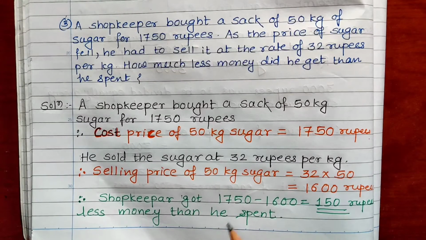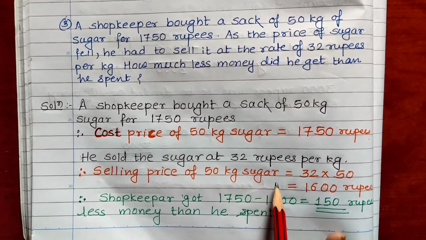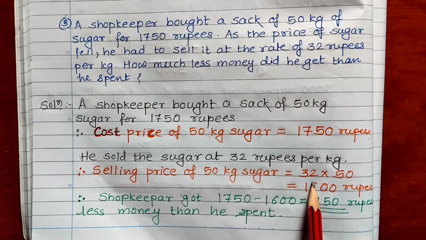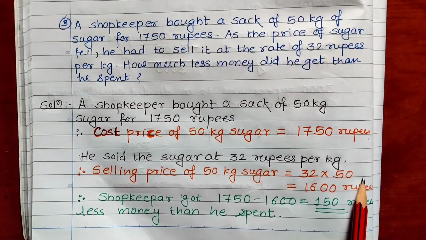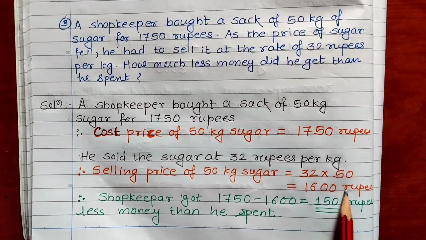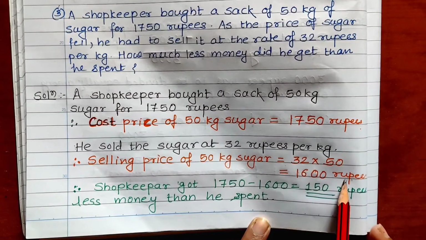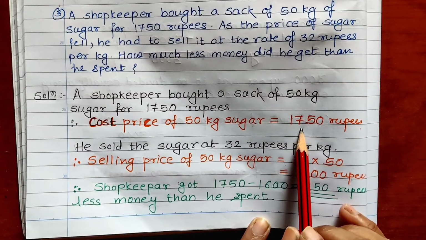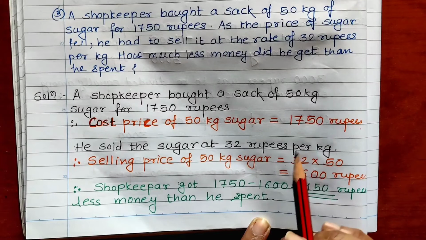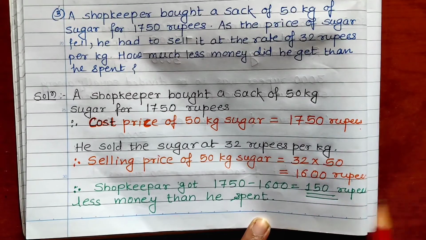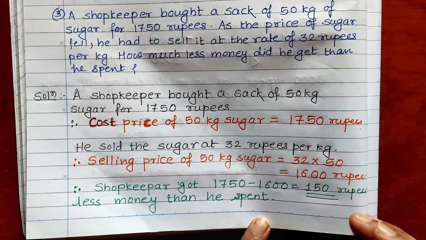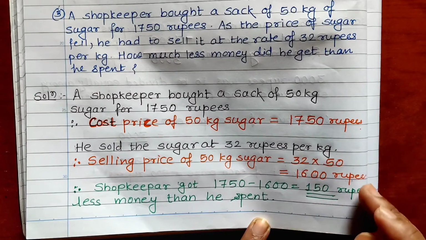How much sugar was there? 50 kg sugar was there, and he has to sell 50 kg sugar. So the selling price of 50 kg sugar will be 32 for 1 kg multiplied by 50 kg. So the answer is 1,600 rupees. So he got 1,600 rupees and he spent 1,750 rupees. That means he gave more money than he got. He received less money as compared to the money he spent.